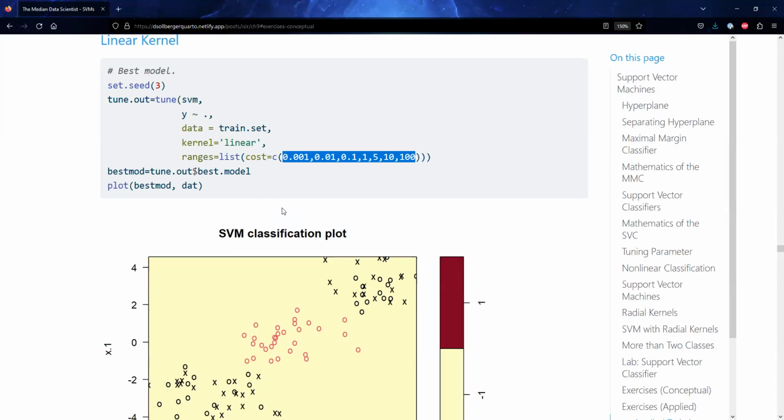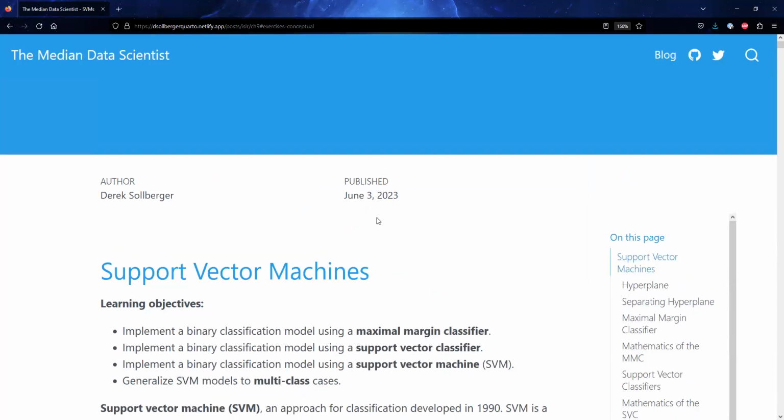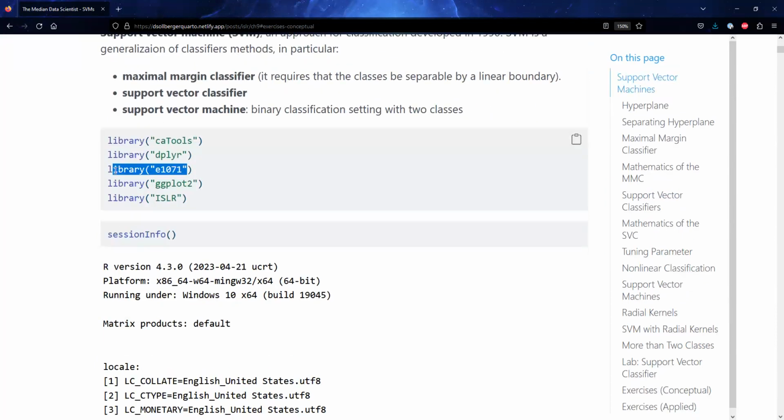And the higher the cost, the more flexible your model is, especially with the training data, and less susceptible to overfitting with the test data. However, the higher the cost, the more misclassifications you're going to get, maybe in the first place. So we have a tune function, which I think came from this package here, the e1071.